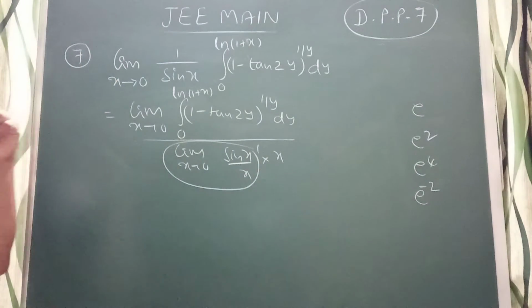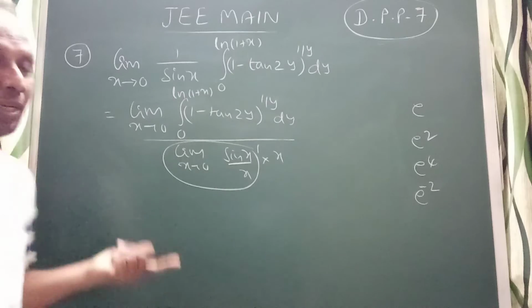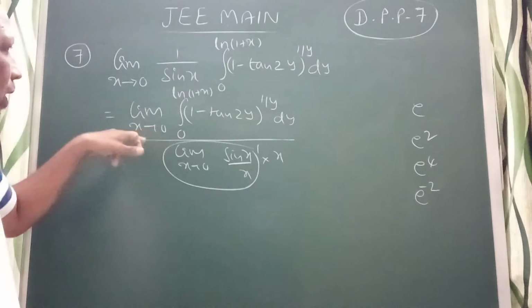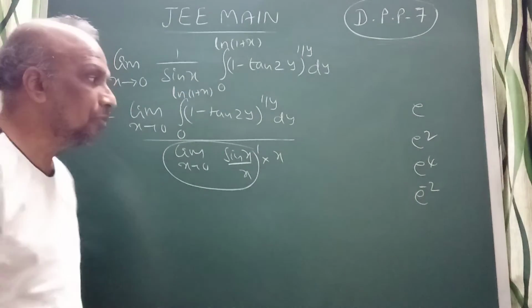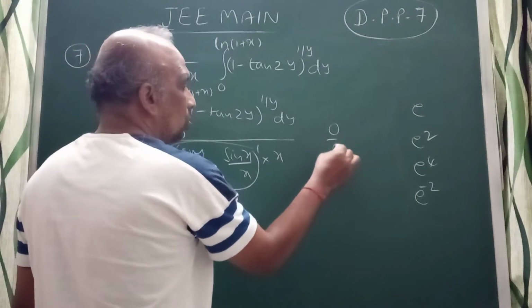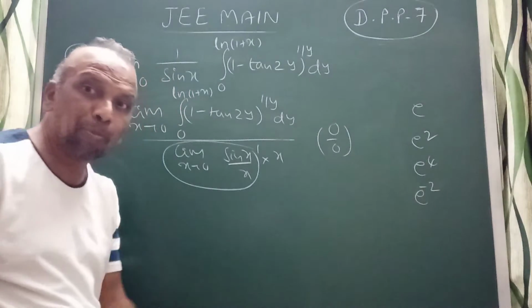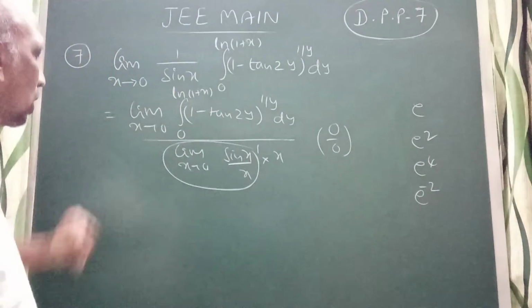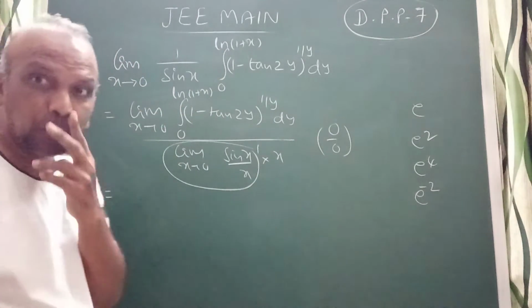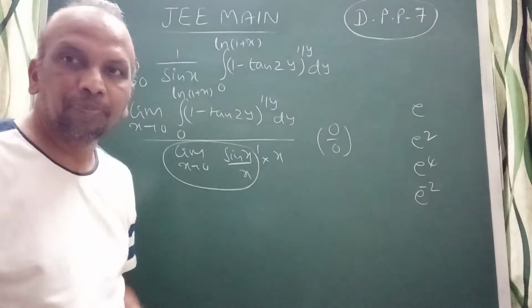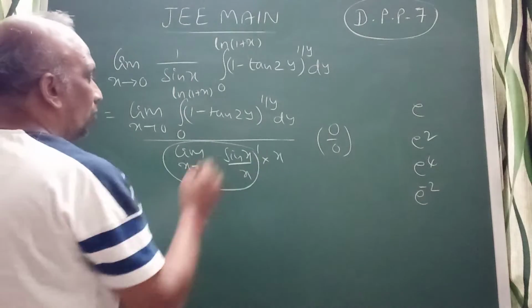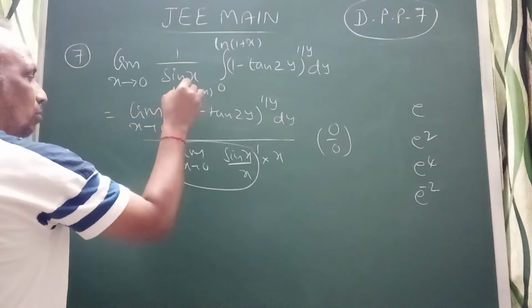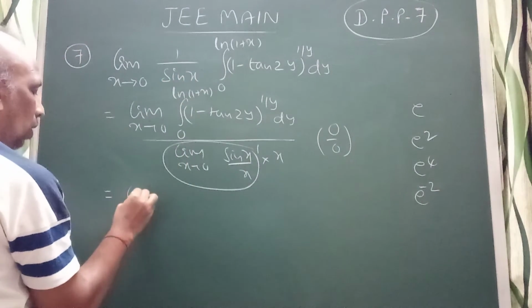Now, if I apply the limit here, you can see we get 0 by 0 form. As x tends to 0, you get 0 by 0 form. If we get 0 by 0, we can use L'Hospital rule, right? If you use L'Hospital, take the derivative of the numerator by the derivative of the denominator. Apply L'Hospital rule.